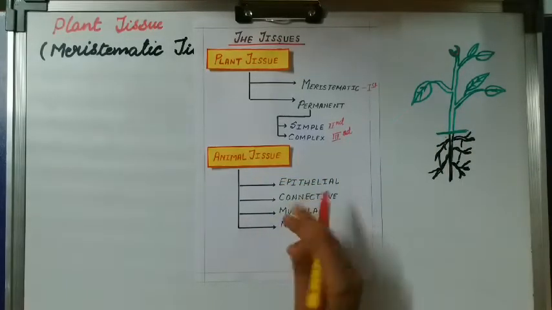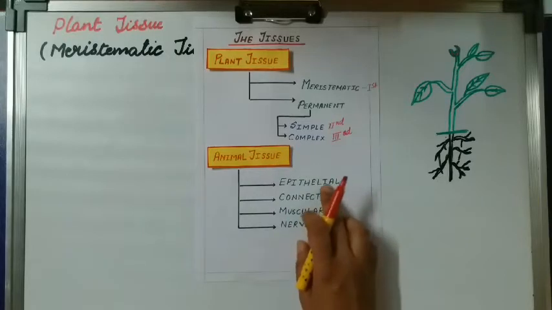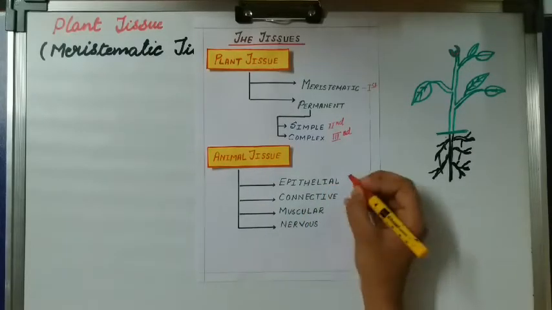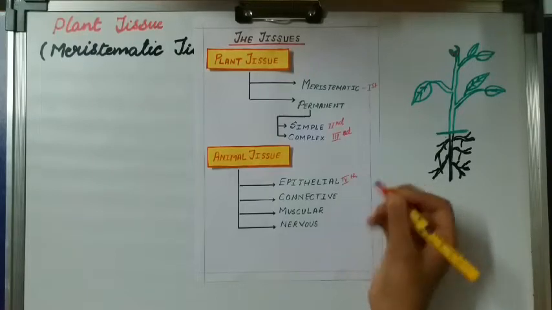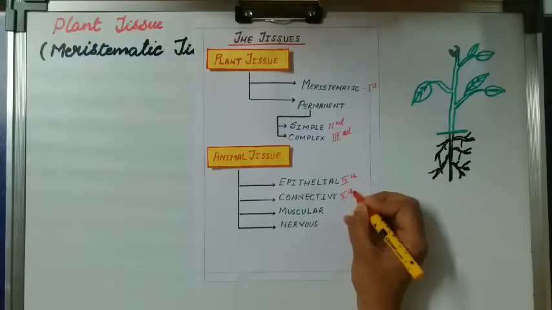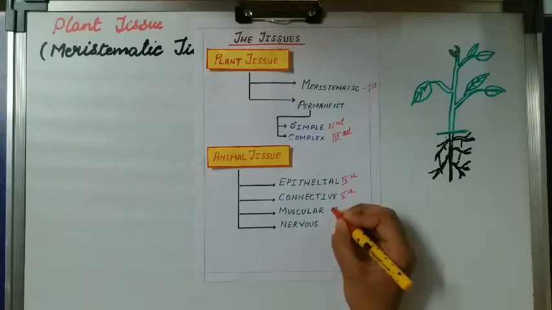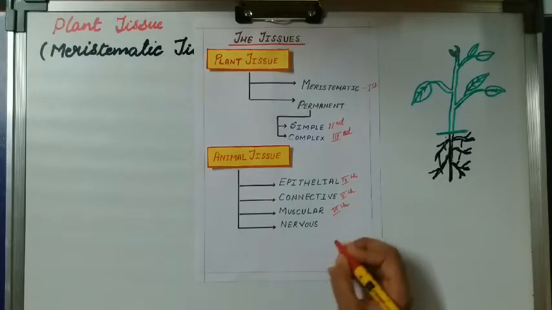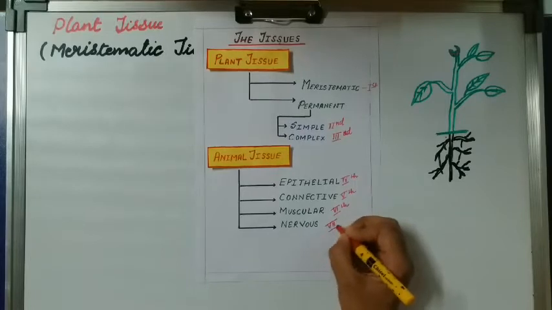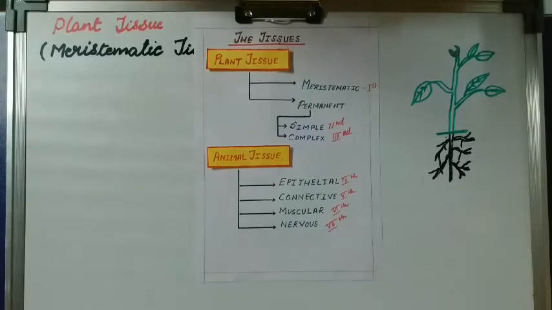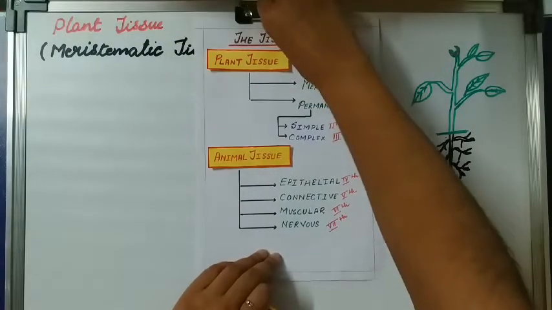Then in the fourth part, we will move with the animal tissue, and I will cover your epithelial animal tissue. In the fifth part, I will complete your connective tissue. In the sixth part, your muscular animal tissue. And in the seventh and the last part, I will take your nervous animal tissue. So in this way, we will complete this chapter. Students, watch the video till the end to understand the concept clearly and concisely. So moving on with the first part, that is our meristematic tissue.